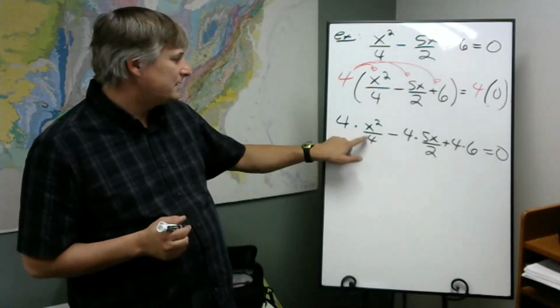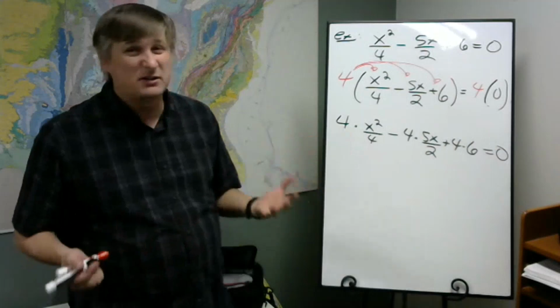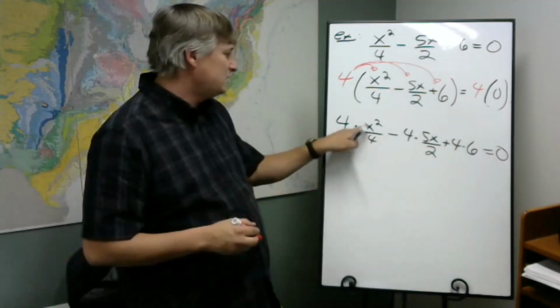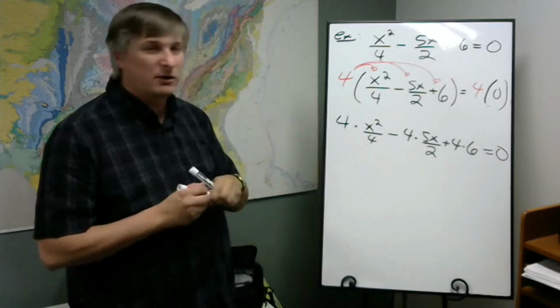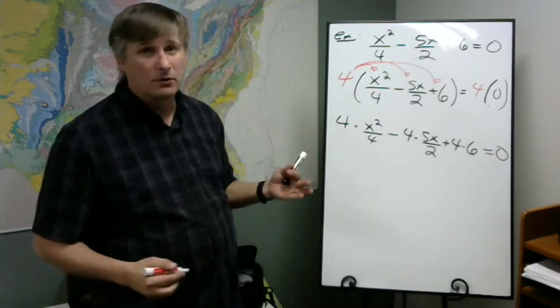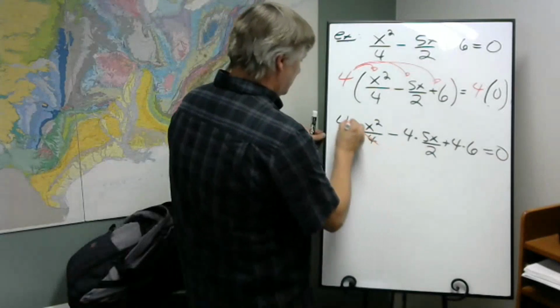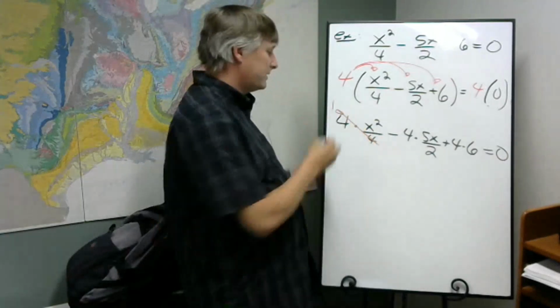This 4 is going to divide into this and this. It's going to divide into the entire product. So we can be kind of picky. We can send it into the x squared, or we can send it into the 4. We're going to send it into the 4. That's what we wanted to do in the first place. So 4 goes in the 4 one time.